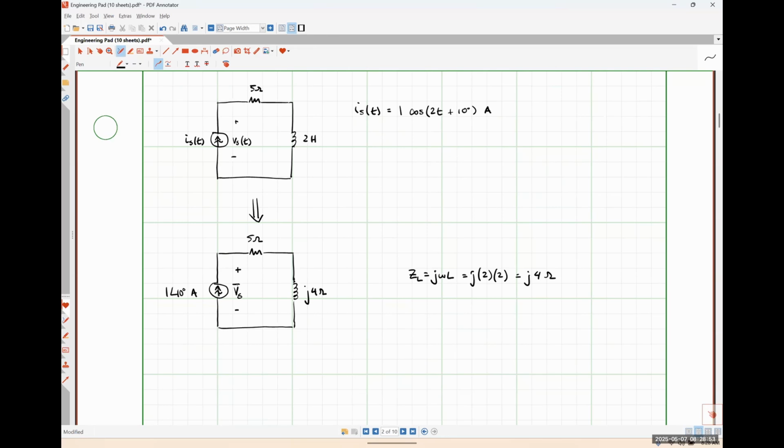So what I'm going to do is literally just Ohm's law. I have a 5 ohm resistor in series with a j4 ohm impedance. So I can effectively just lump these guys together and treat it as a single equivalent impedance.